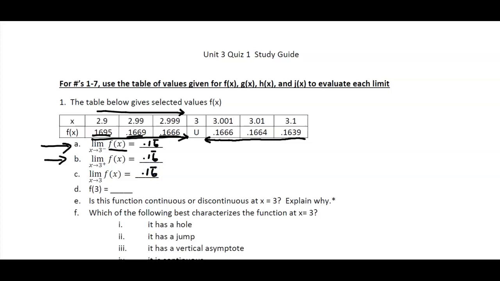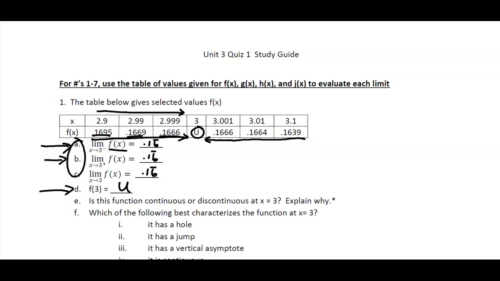Now, what is f of 3? In other words, what is the value of the function at x equals 3? Well, that's actually undefined. The function doesn't exist there. Remember, that's the difference between this expression and these three expressions. The first three expressions are about what it's approaching. It's approaching 0.16 bar, but does it ever actually get to equal it? No, it's undefined. So that's the difference for part D.